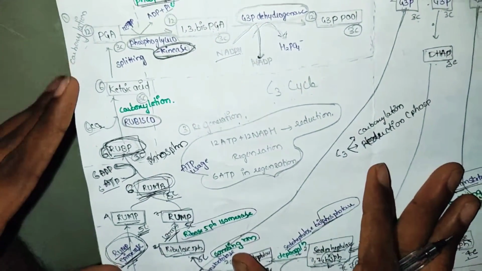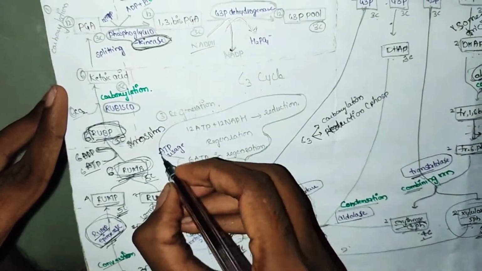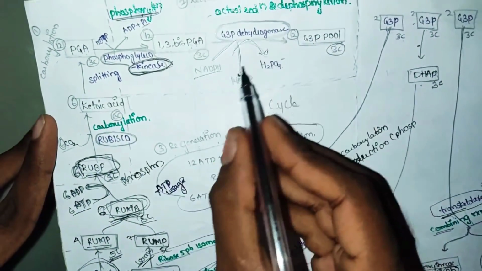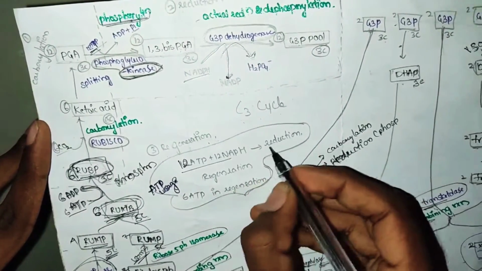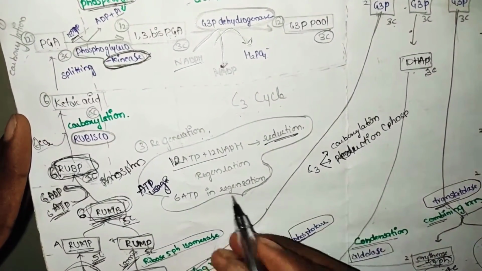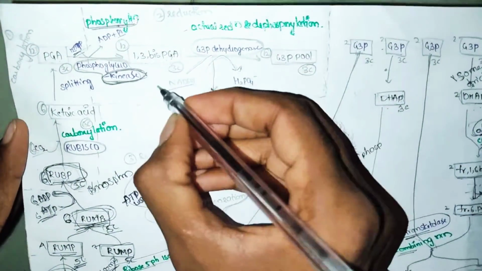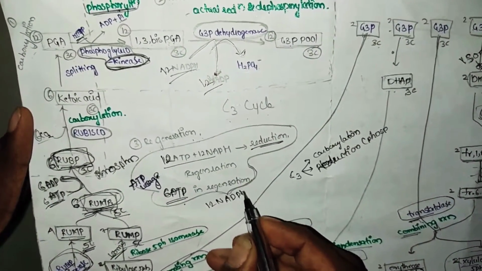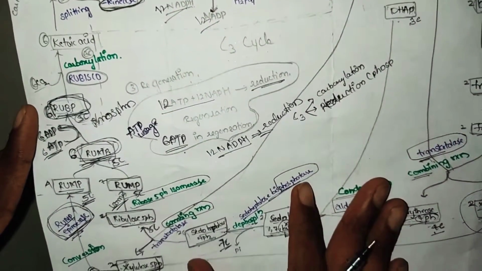And here the cycle is one part of this, and another one is how many ATPs are utilized. Here, in the reduction phase, there is the utilization of 12 ATPs. 12 ATPs are used in the reduction phase, and again 6 ATPs are used in the regeneration phase, and 12 NADPHs are used in the reduction phase. We have to calculate for 1 carbon.